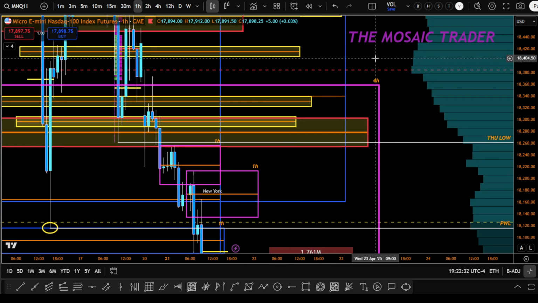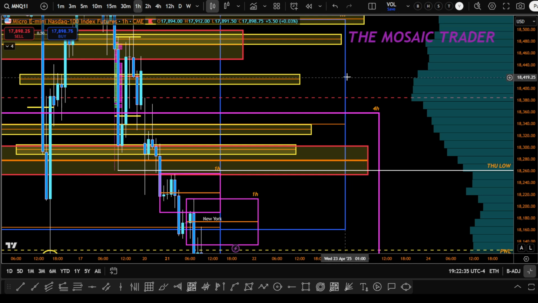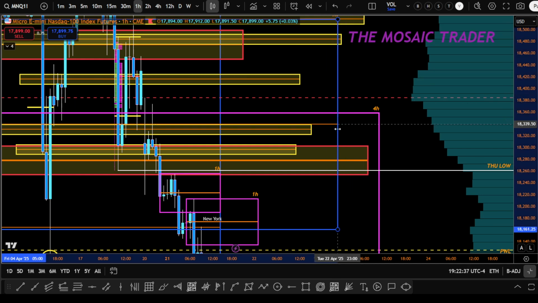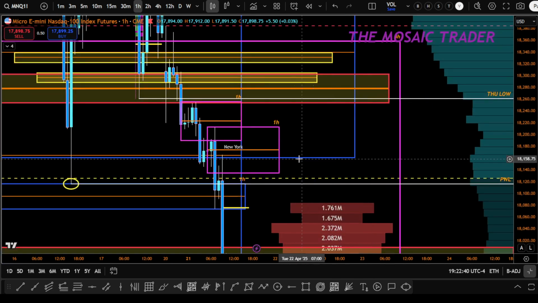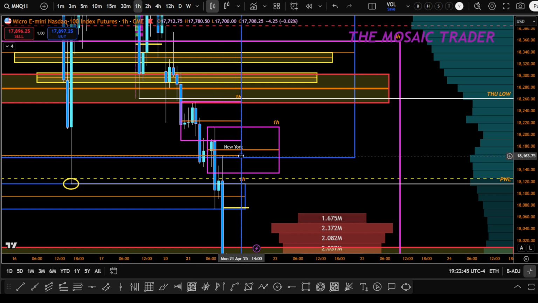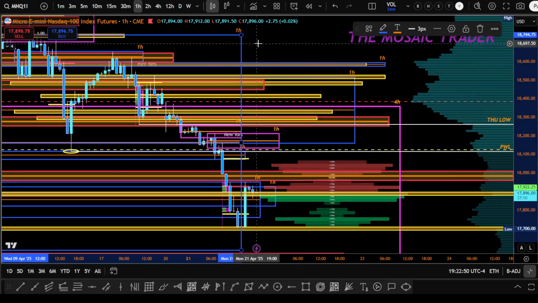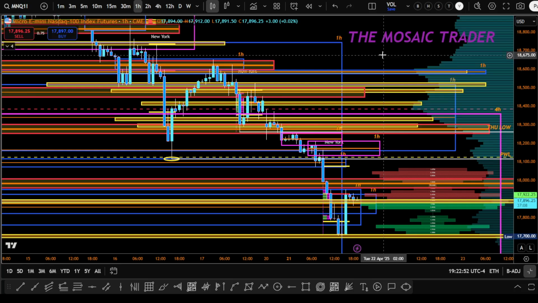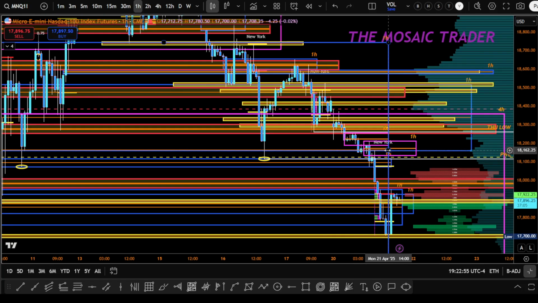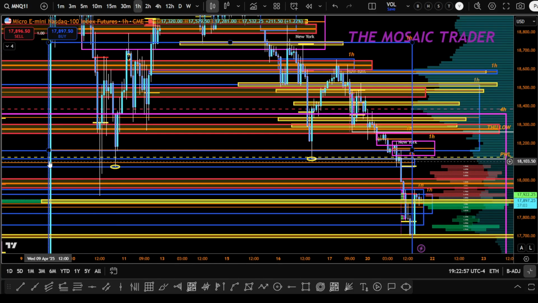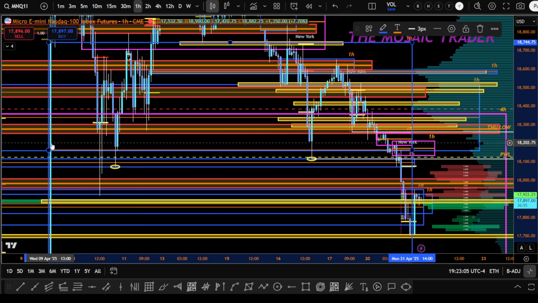This fair value gap over here, the bottom of this, right? Over here, and to the middle of this fair value gap here, which was this giant one from Friday, I believe, right? No, Wednesday again. All right.